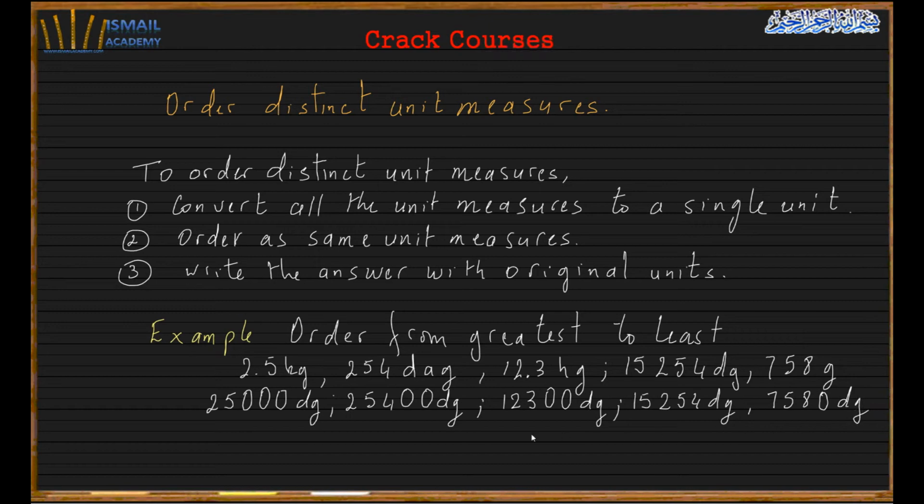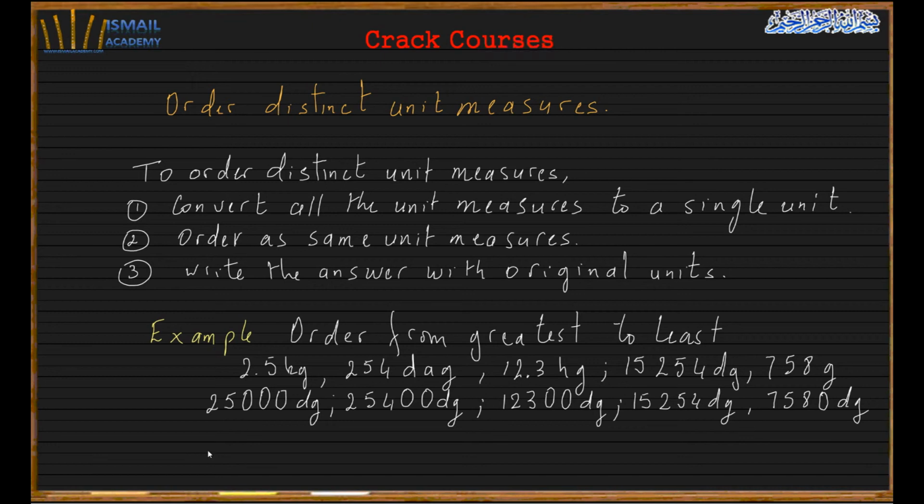There we go. Now all the units are the same, so I'm going to use the previous case. I'm just going to order the numbers now, from greatest to least. I start with the highest place value, which is 2. I compare those two first because they have the same highest place value. 2 is the same as 2, 5 is the same as 5, and 4 is greater than 0. That means this is the greatest.